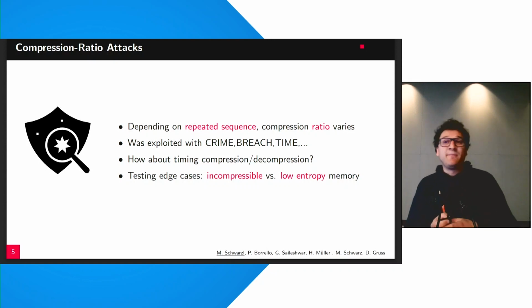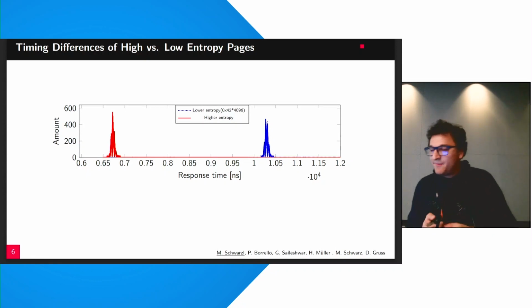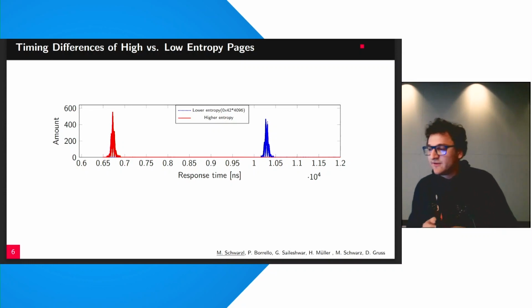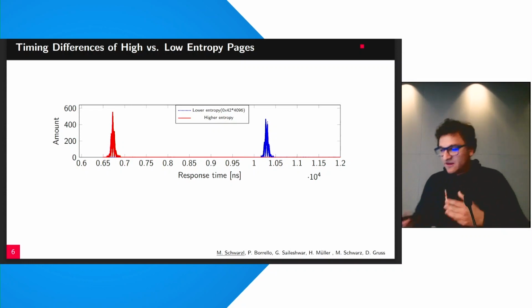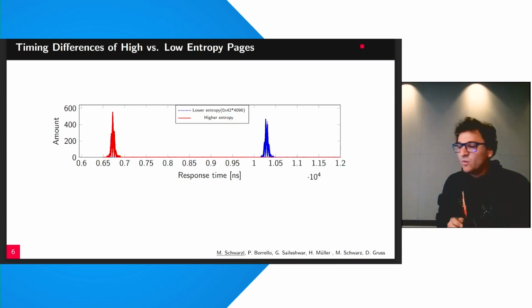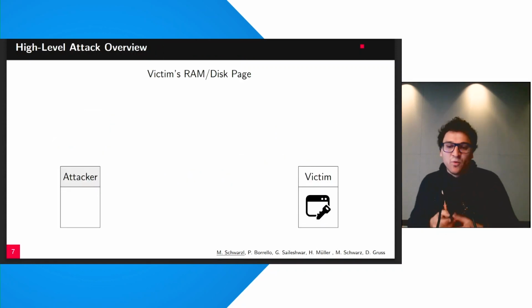For instance, by observing the edge cases, incompressible versus low memory. And that's what we did. We timed the decompression of a single 4 kilobyte page, and you see with a lower entropy, like 4096 times the letter B, there is a significant timing difference. Based on that fact, we created a fuzzer.